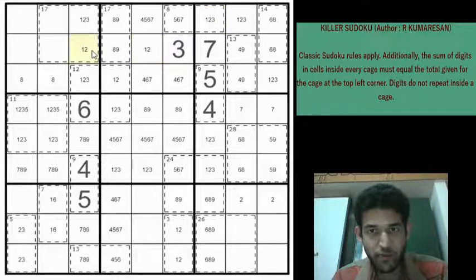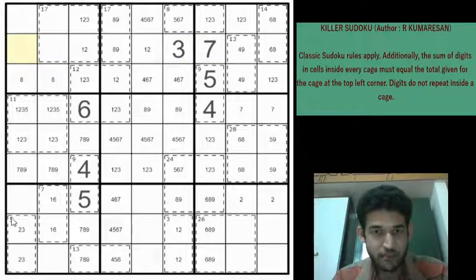Now you have a 1, 2 pair here. 1, 2, 3, 7, and these cells will be 4, 5, 6, 8, 9. Let's leave it for now. Let's come back here and see if we have some information.